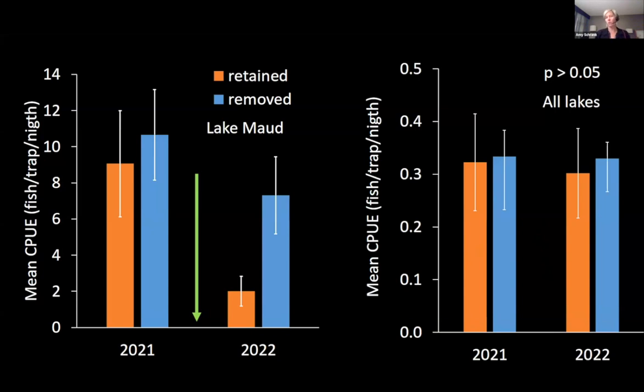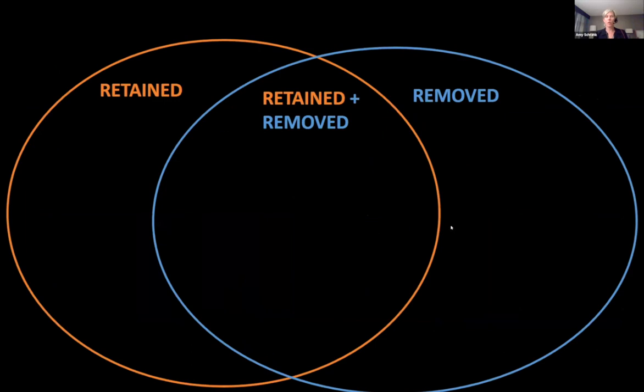So it could be that the community is shifting. And we do have some data that show that. So here I'm showing you kind of a Venn diagram. I'll walk you through it here. The orange circle is our cattail retained sites, and the blue circle is our cattail removed sites.